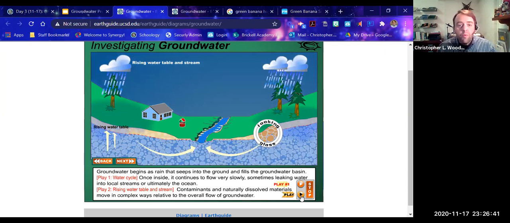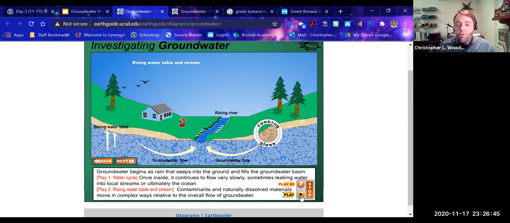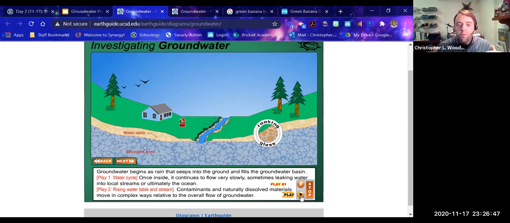So again, it's raining. The river is going to get larger, and the water is going to move through the zone of aeration into the zone of saturation below the water table.